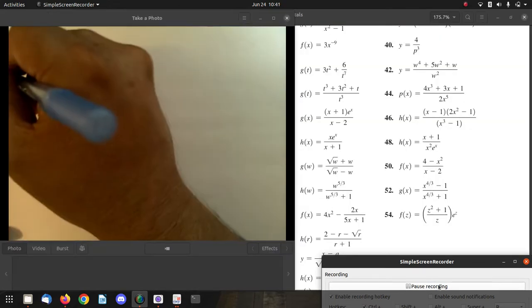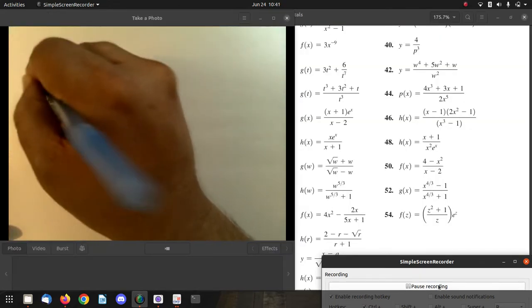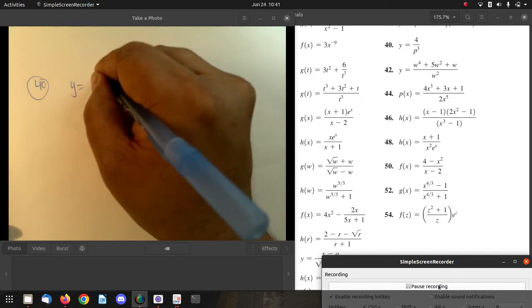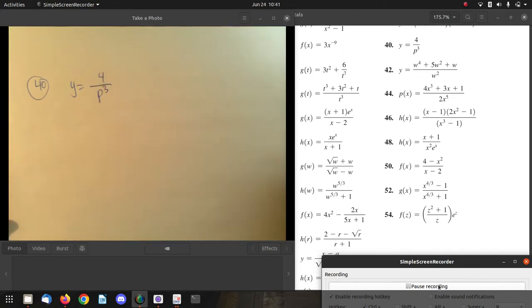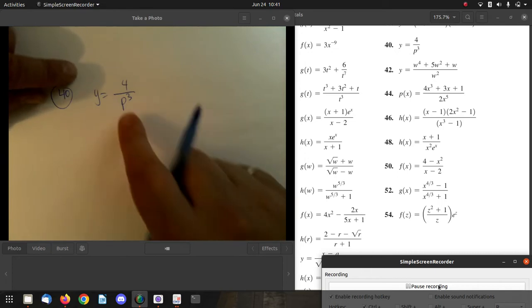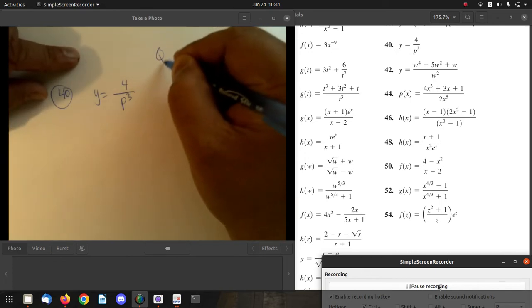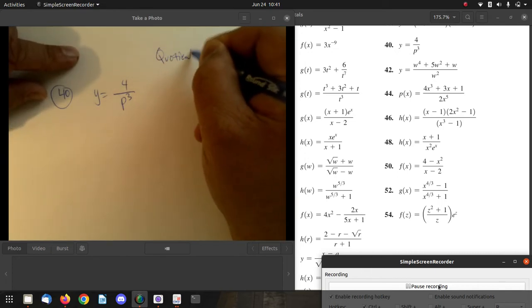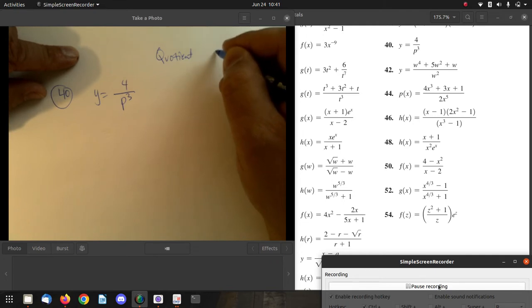All right, so number 40 is y equals 4 over p cubed. And we can do this two different ways. We can use quotient rule here with power rule, or we can just use power rule.